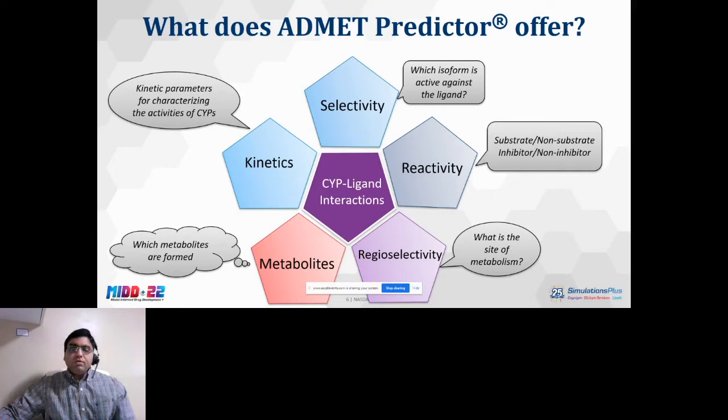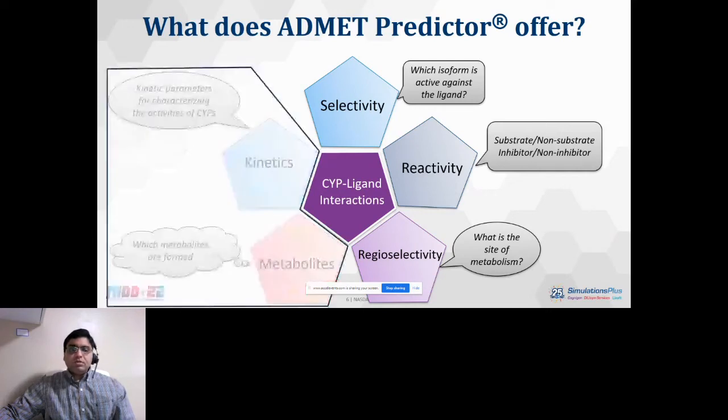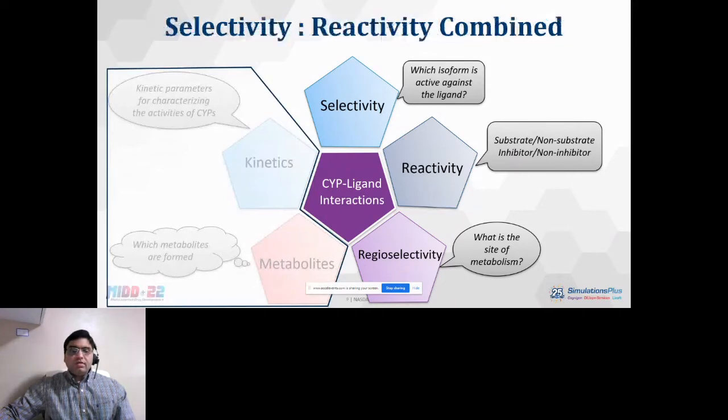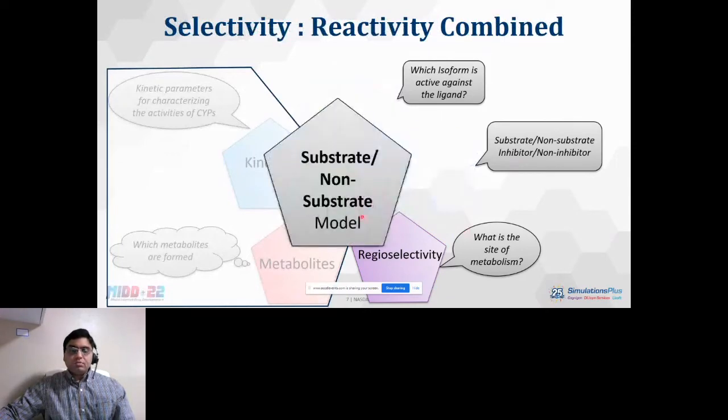The primary focus of this presentation is only selectivity, reactivity, and regioselectivity or sites of metabolism. So let's focus on only selectivity and reactivity combined. And as I mentioned, the focus is only on the substrate or non-substrate models at this stage.